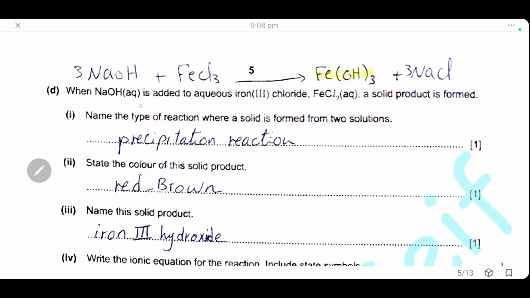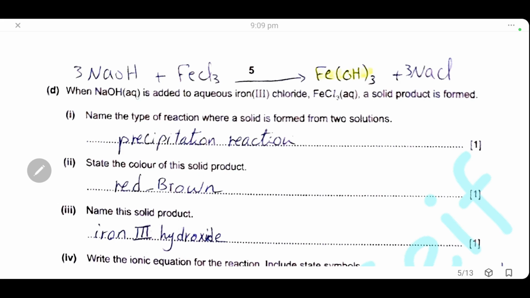When sodium hydroxide aqueous is added to aqueous iron 3 chloride, a solid product is formed. Name the type of reaction where a solid is formed from two solutions. Adding two solutions together to get a solid precipitate is called a precipitation reaction. State the color of this solid product.